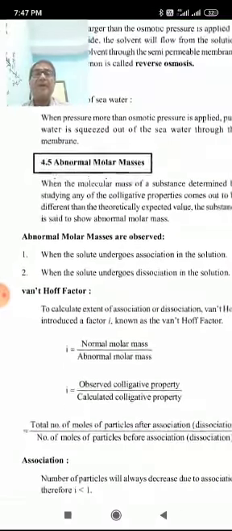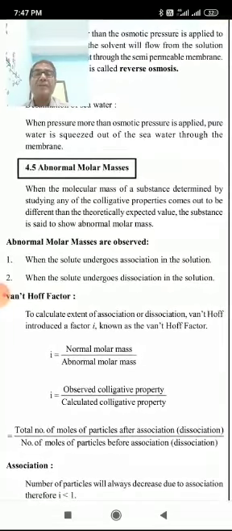Now, reverse osmosis. From its heading, it is the reverse of osmosis. The flow of solvent particles from a solution of high concentration to a solution of low concentration, or the process of flow of solvent particles from a solution toward the pure solvent through a semi-permeable membrane, is called reverse osmosis.